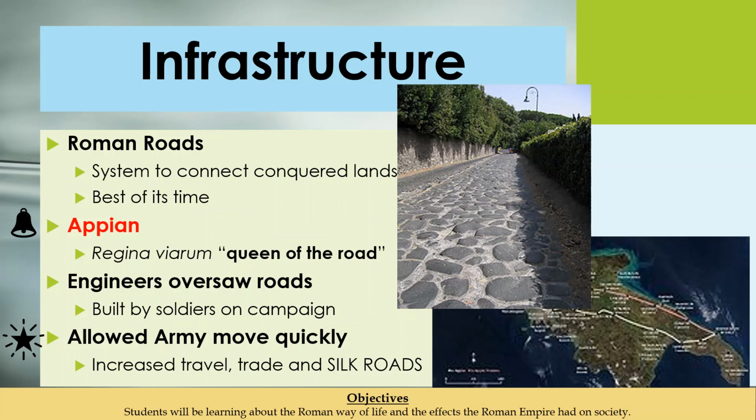In addition to technology, they developed infrastructure, which was Roman roads that circumvented the entire Roman Empire. This system allowed them to connect conquered lands, and they were the best type of roads at this time. One of the most famous roads is the Appian Way, which is depicted up here, which was called the Regina of Rome, the Queen of the Roads. Engineers oversaw the construction of these roads, and they were often built by soldiers on campaign. These roads allowed armies to move quickly, increasing travel and trade, allowing for the Silk Road to grow, and of course, allowing the army to conquer even faster.